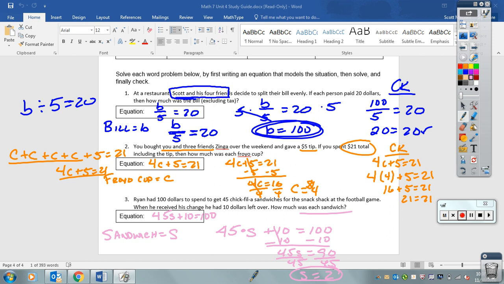Does that make sense? If you got 45 sandwiches each at $2, well, 45 times 2 is 90 plus the $10 change. Well, let's check it also doing this. 45S plus 10 equals 100. The price of the sandwich is $2. Let's see if that makes sense. Get 45 of the $2 sandwiches. Again, 45 $2 sandwiches is 90 bucks plus the $10 change. That fully accounts for his $100. Check. So the price of the sandwich must have been $2.